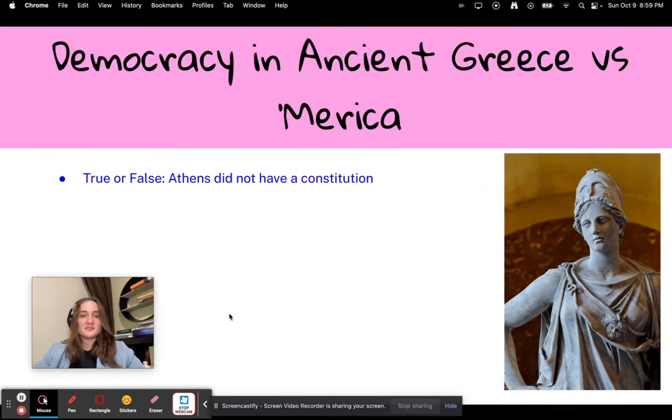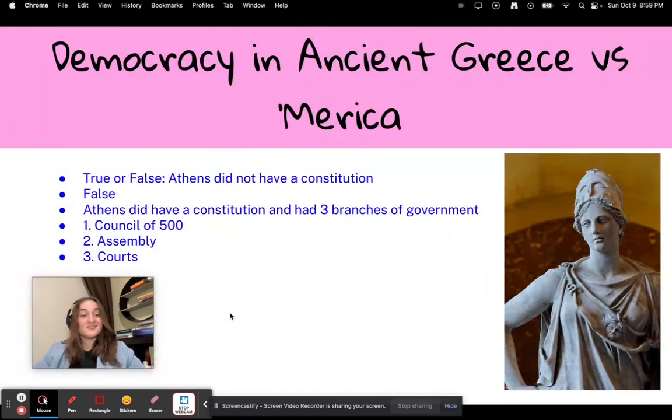All right, true or false? Athens did not have a constitution. That's false. They actually did have a constitution, and historians have found copies of it. It laid out three branches of government. The first one is called the Council of 500, the second is called the Assembly, and the third was called the Courts.